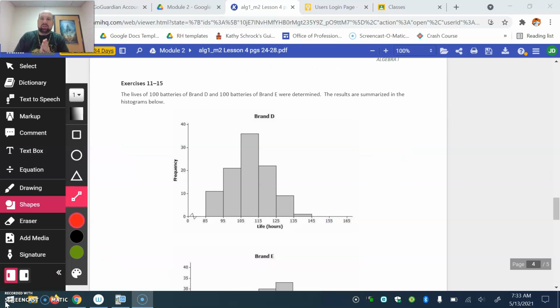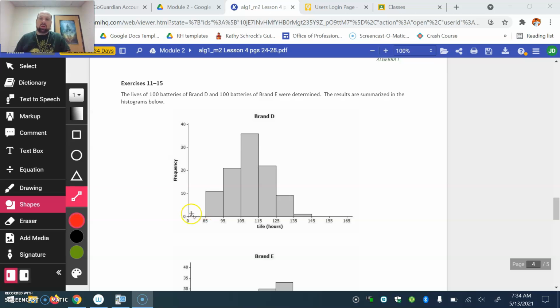Okay, a couple things I want to show you. So over on page 27, the lives of 100 batteries of brand D and 100 batteries of brand A were determined. The results are summarized in the histogram. Now, what's tricky about a histogram is we can't technically get a mean from this because we don't have all the individual values, but we're going to estimate where it would be based on this graph.